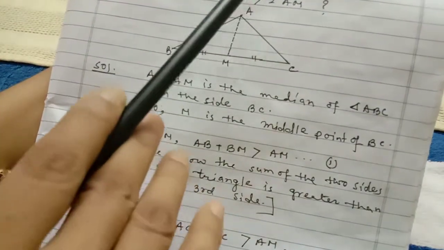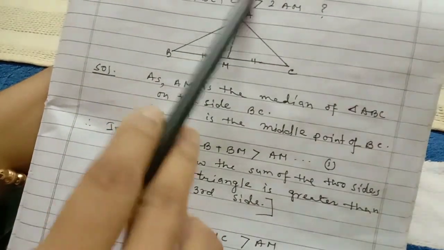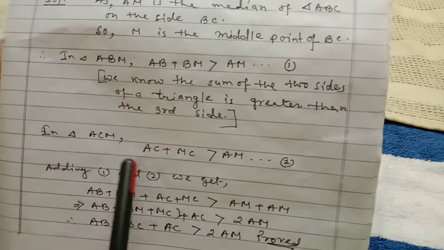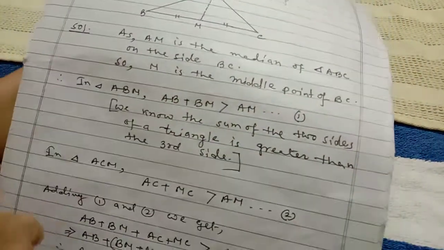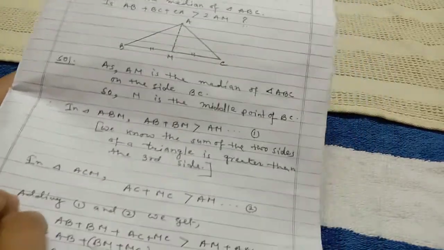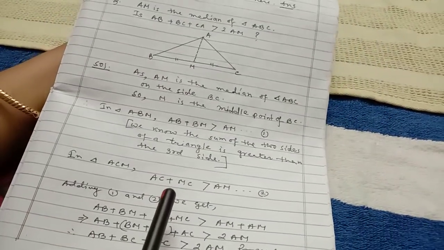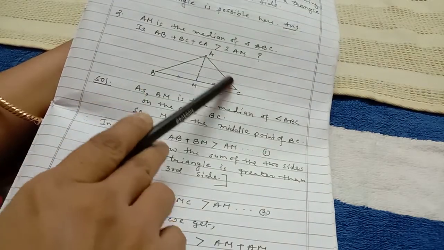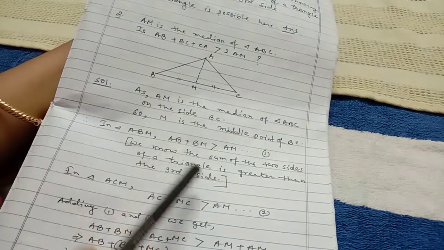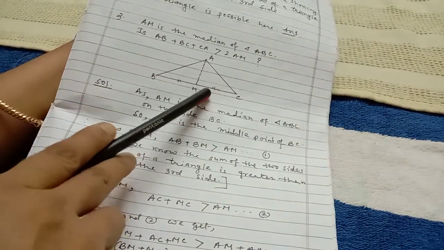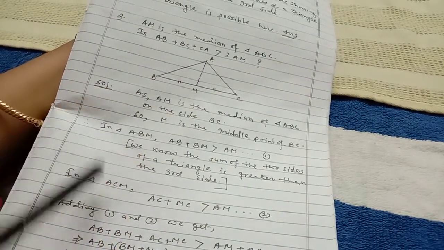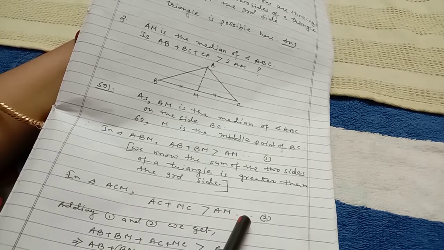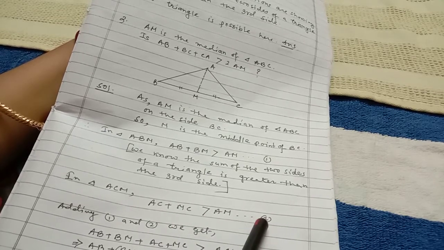Next, I am not watching this triangle now. This triangle I am watching now, ACM. In triangle ACM, AC plus MC is greater than AM. Sum of the two sides is greater than the third side. AC plus MC is greater than AM. It is equation number 2.